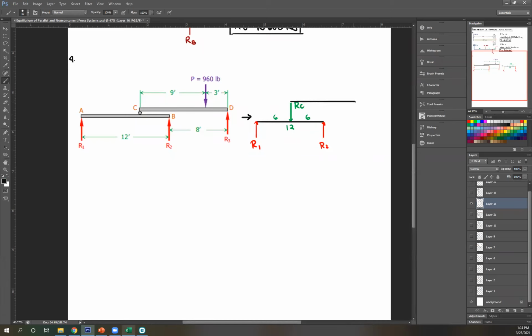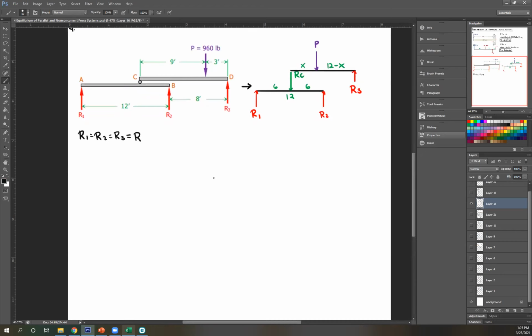Next problem is here. We're going to have RD here, R3. So my problem now is, where should I put this P? So let's say this is X. This total length is 12, 9 plus 3 is 12. So therefore, if I choose this as X, this is just 12 minus X. So now this is the new free body diagram. And take note, R1 equals R2 equals R3. So I can just call all of that as R.